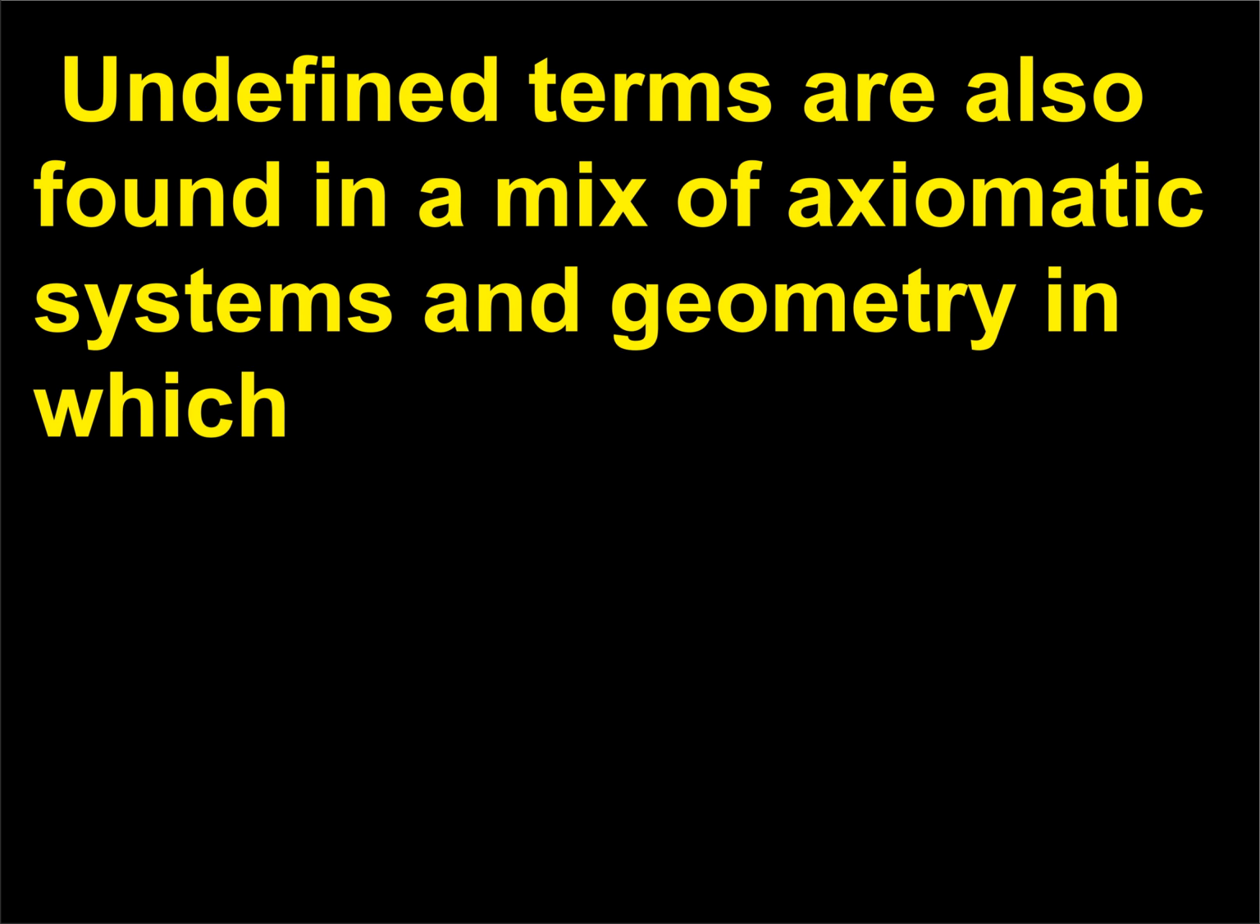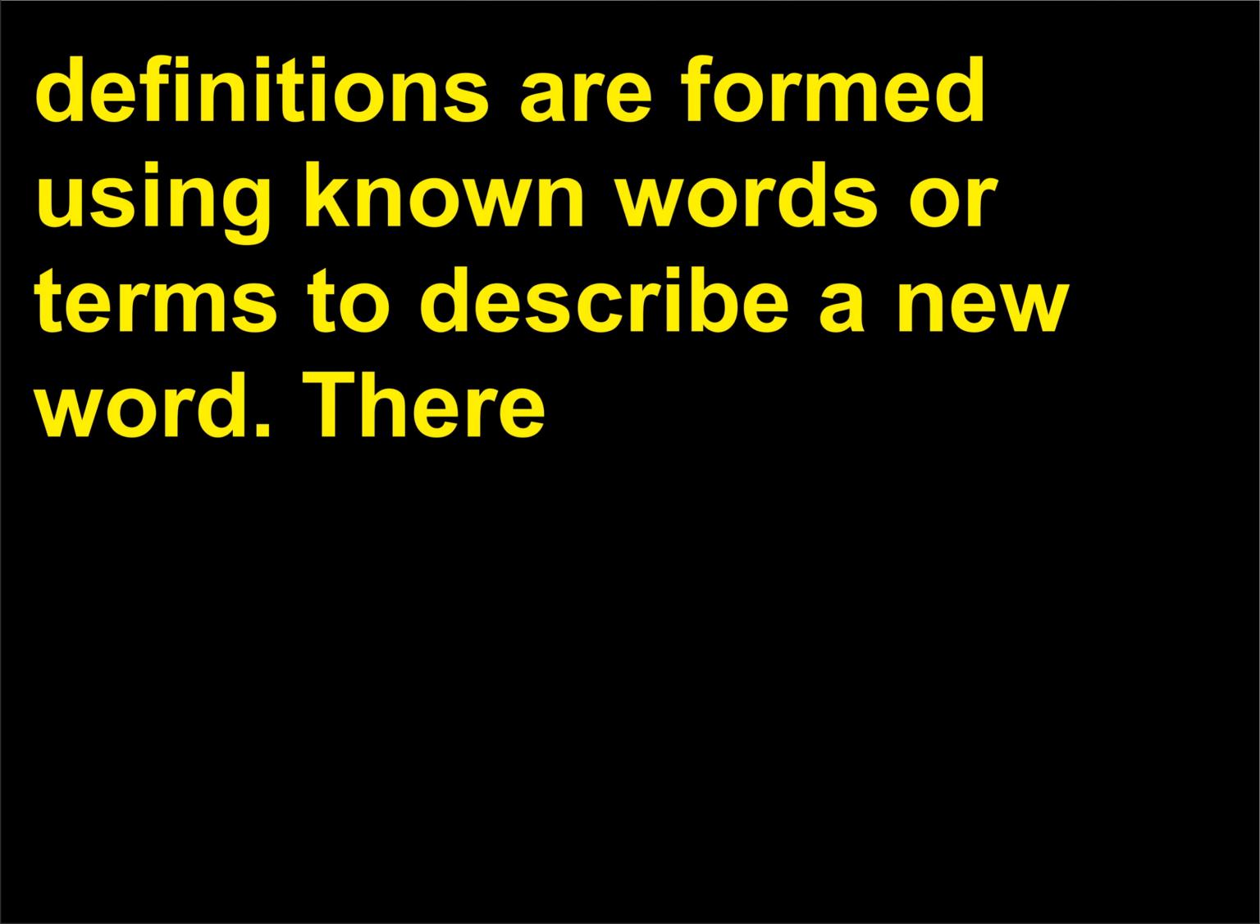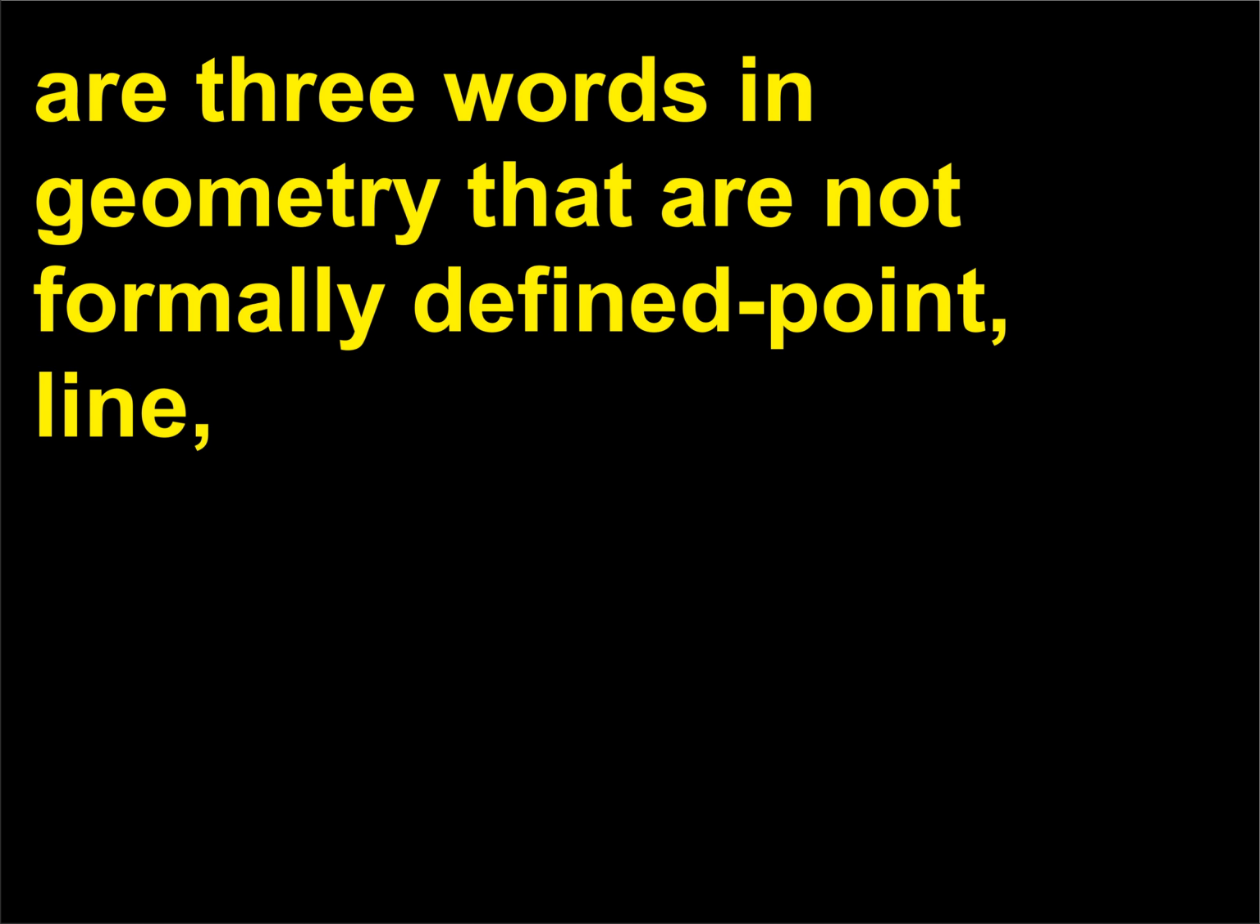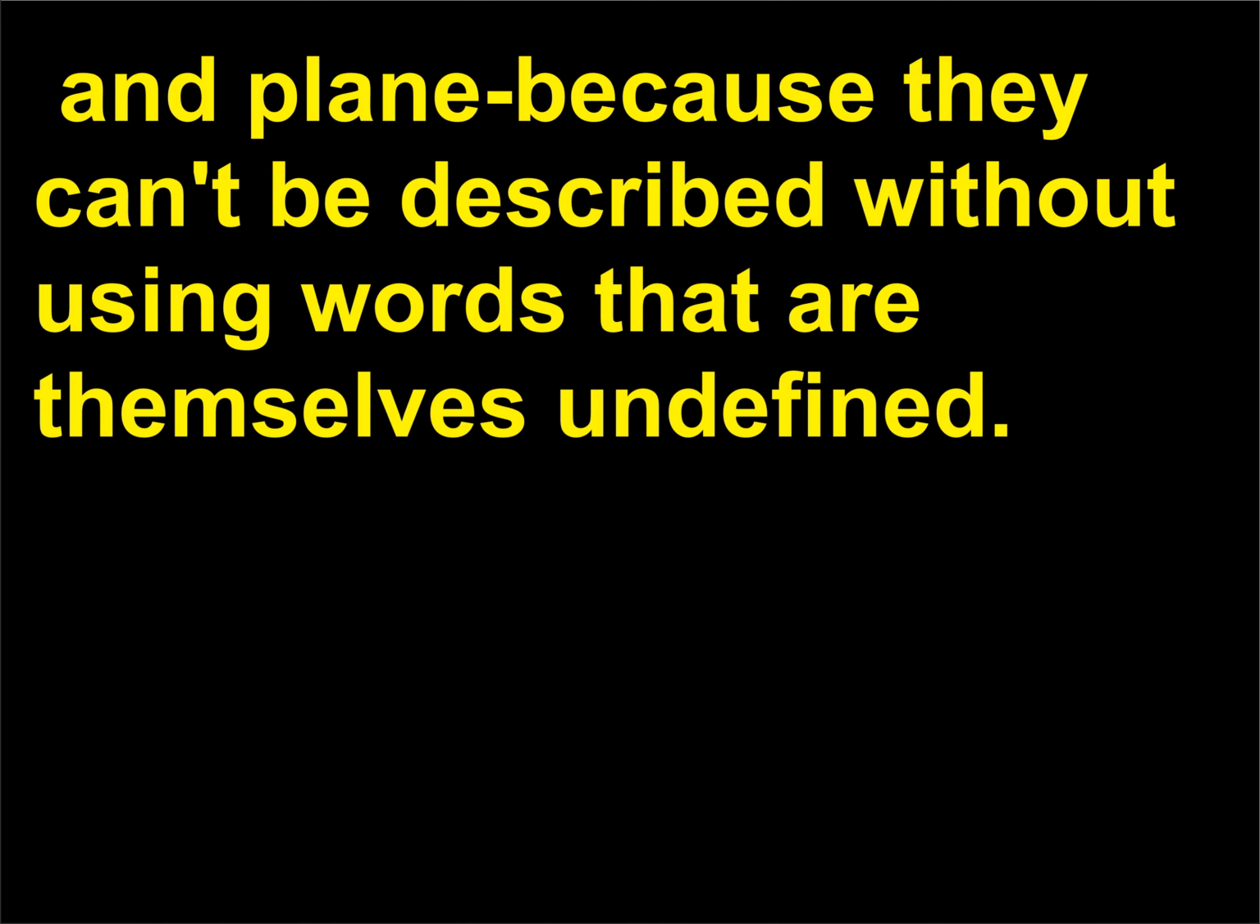Undefined terms are also found in a mix of axiomatic systems and geometry in which definitions are formed using known words or terms to describe a new word. There are 3 words in geometry that are not formally defined: point, line, and plane, because they can't be described without using words that are themselves undefined.